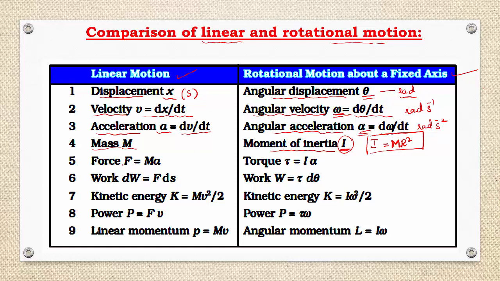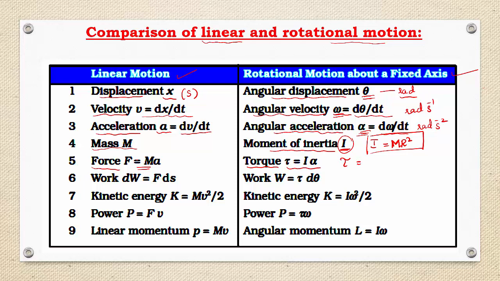Then fifth term, for linear motion, we applied force, F equal to ma. For rotational motion, we have to apply torque. Torque is also called moment of force, and the equation is given by tau equal to I alpha. You can observe both the equations. F equal to ma here. In place of F, we can write tau.